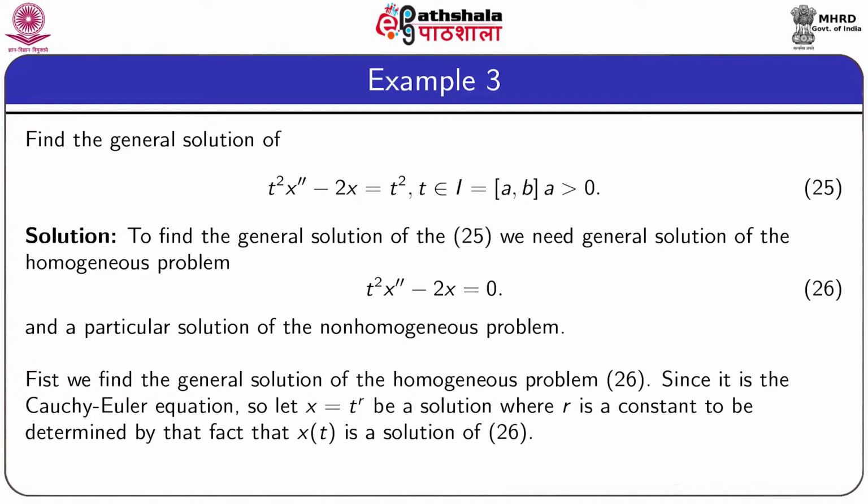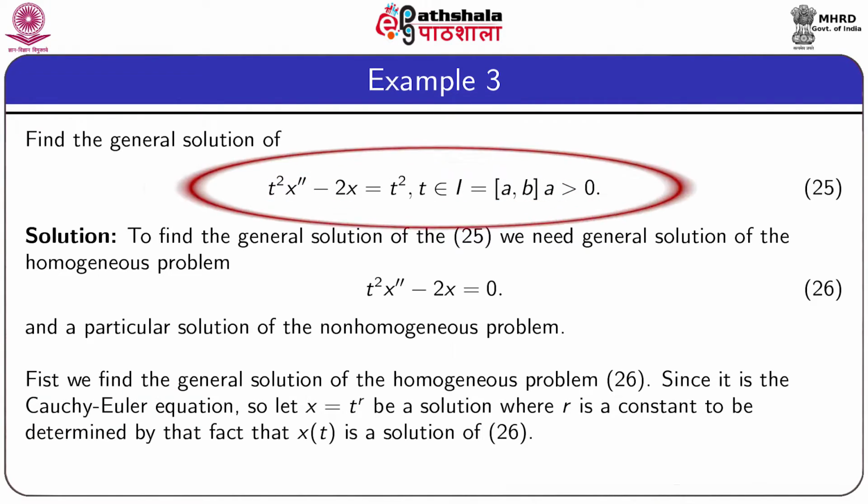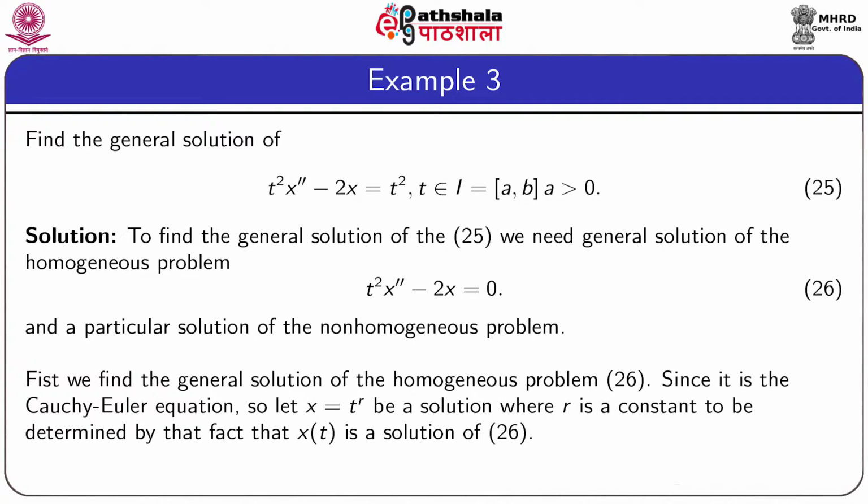We now look into an example where we have to find the general solution of t square x double dash minus 2 x is equal to t square, where t belongs to the closed interval [a, b], a being positive. To find the general solution of 25, we need the general solution of the homogeneous problem t square x double dash minus 2 x equal to 0, and a particular solution of the non-homogeneous problem given by 25.